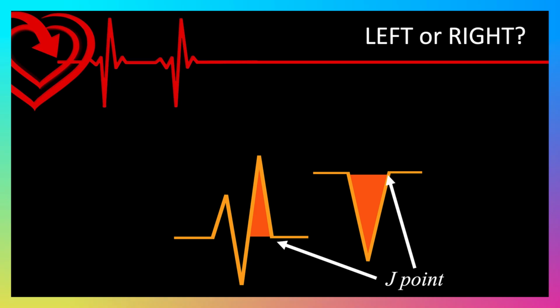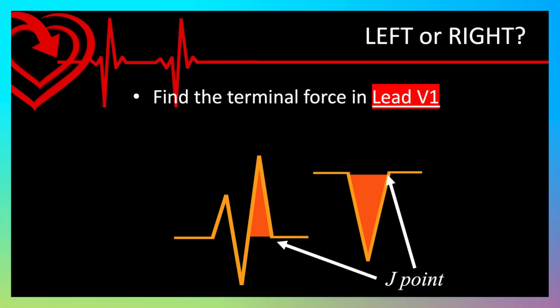The way we make that determination is we need to pay attention to the shape of the QRS, and what we really care about is the terminal deflection, which means the last direction it pointed. So we find that J point, and the example on the left is a positive deflection. The example on the right is a negative deflection. So that is our terminal force in lead V1.